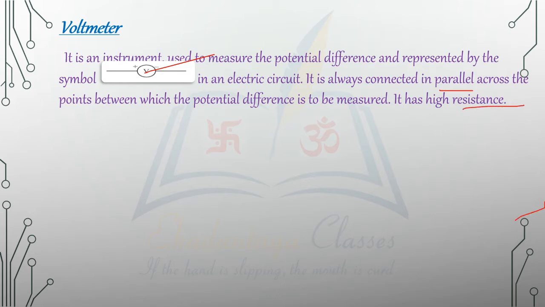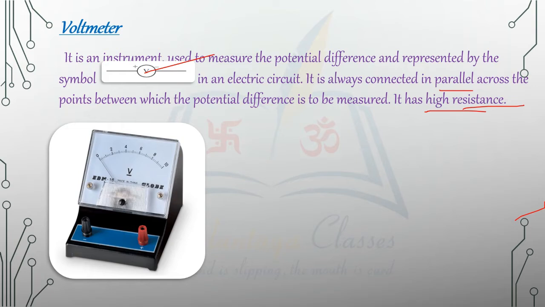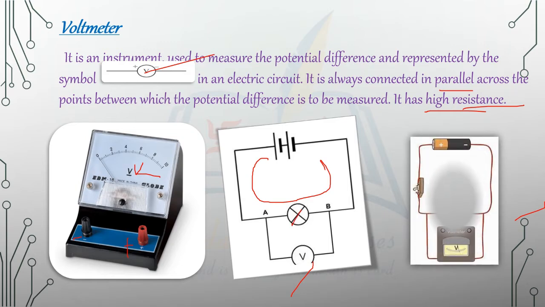A voltmeter has very high resistance, and an ammeter always has low resistance. This is an ammeter. V is denoted this way, which means it is a voltmeter. Here this is minus and here it is plus. This is a connection. Here the current is flowing, a voltmeter is connected here, and this is a bulb.